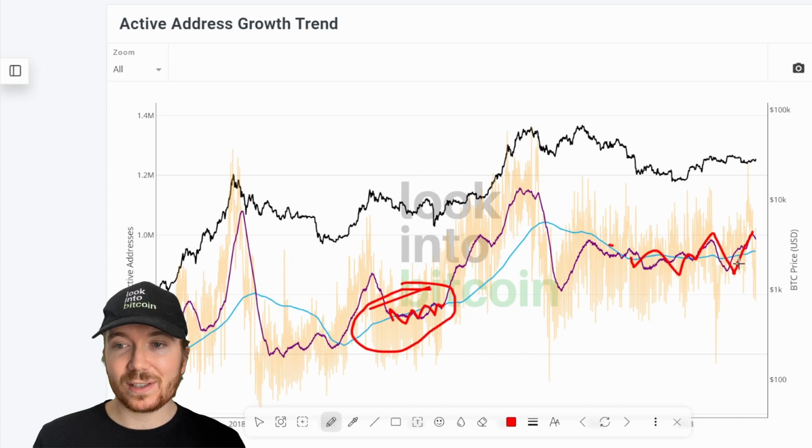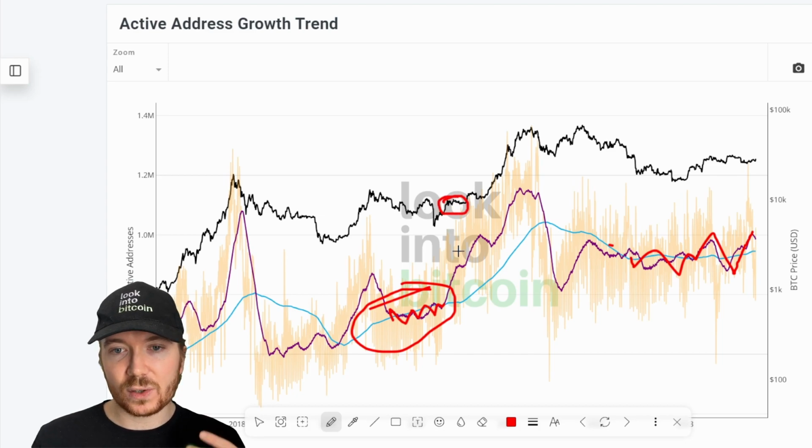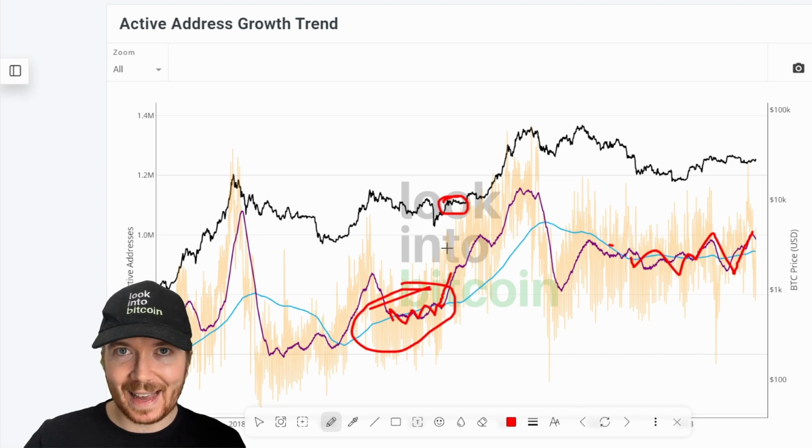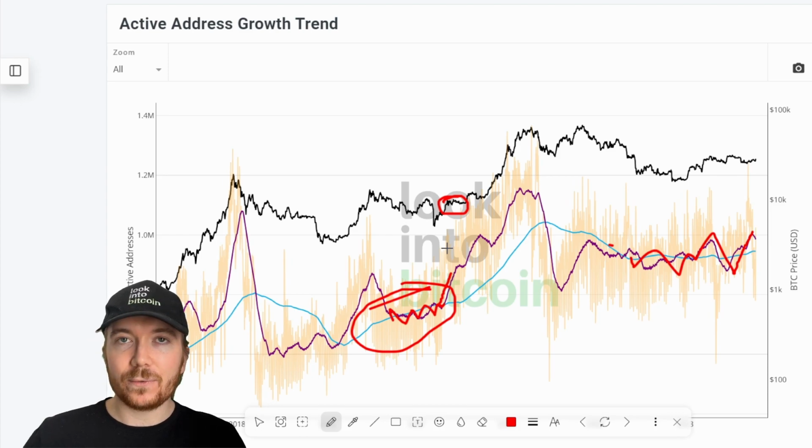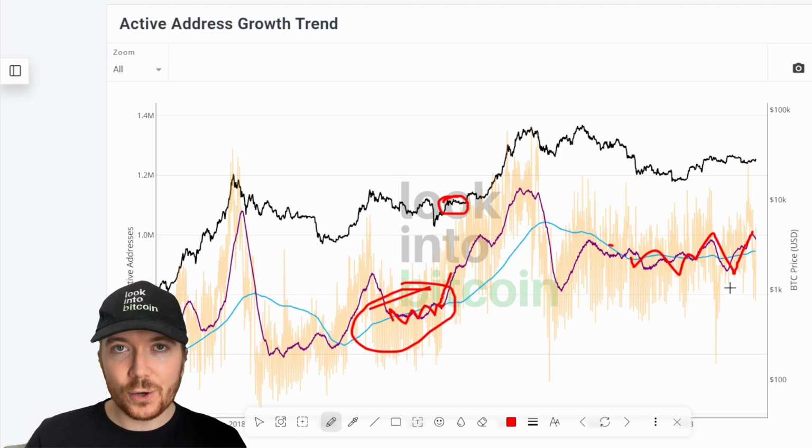But we've recently just seen quite a substantial break above this line, and we haven't actually seen any sudden reaction in price to actually match what we've historically seen with this indicator. Again, pretty similar to what we saw here, where just after the COVID 2020 dump, we saw this increase quite notably, but price didn't react immediately. It's almost like there's a little bit of a lag between price actually rallying following this active address growth trend spiking to the upside.